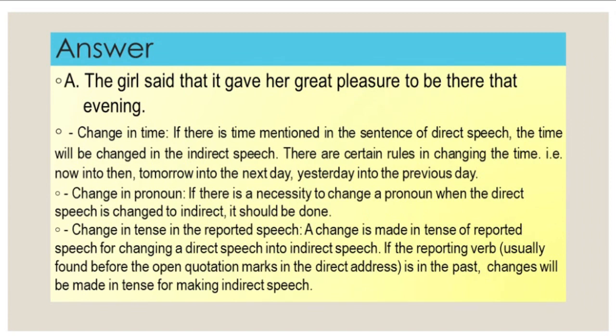The girl said that it gave her great pleasure to be there that evening. Take note, the change in time, the change in pronoun, and the change in tense are actually very important when we change direct addresses into indirect addresses.